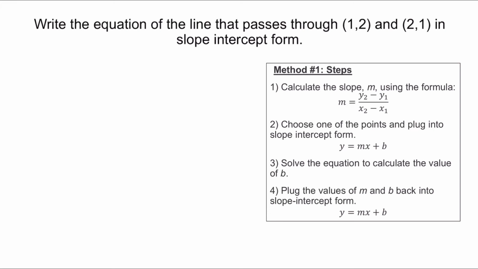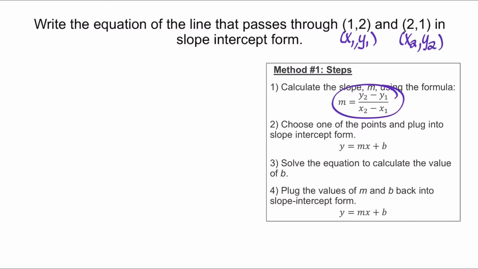So this problem: write the equation of the line that passes through (1, 2) and (2, 1) in slope-intercept form. I'm going to show you this problem using both methods, and then like I said, you can pick and choose whichever one is your favorite. So I'm always going to start off with the slope formula. So when I use the slope formula, I'm going to label this point x1, y1. I'm going to label this point x2, y2.